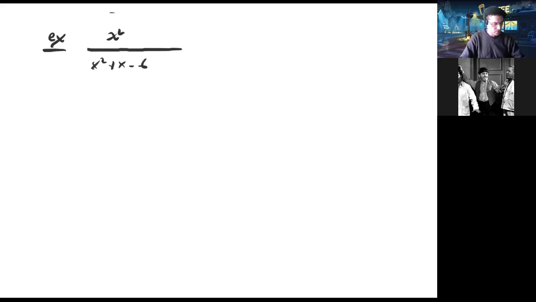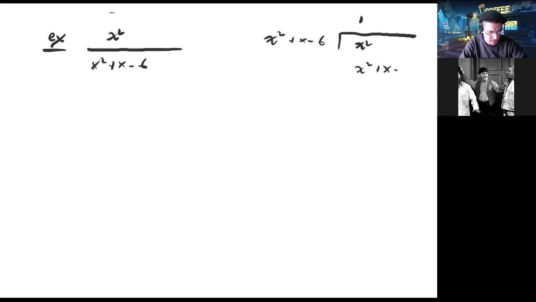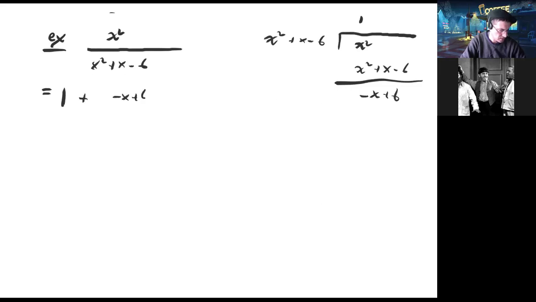Okay, so now the numerator has the same degree as the denominator, so you're going to have to do a long division first. So we're going to let x squared plus x minus 6 go into x squared and see what we get. x squared goes in once, x squared plus x minus 6. Subtract, you get minus x plus 6 as the remainder. And that tells me that this expression is given by 1 plus negative x plus 6 over x squared plus x minus 6. So that's like step 1.